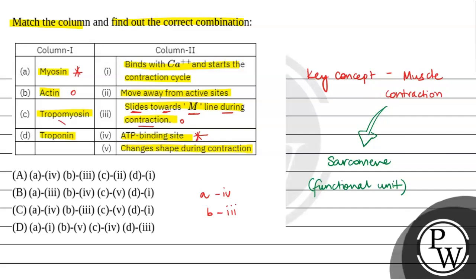फिर ट्रोपोमायोसिन जो होता है, it basically moves away from the active sites जब troponin binds to the calcium. So C का हो गया 2. And troponin जो होता है, troponin binds to the calcium and starts the contraction cycle. So D is matched to 1. So इसमें A4 B3 इन दोनों में है, C2 होगा and D1. So the final answer for this question is option A.